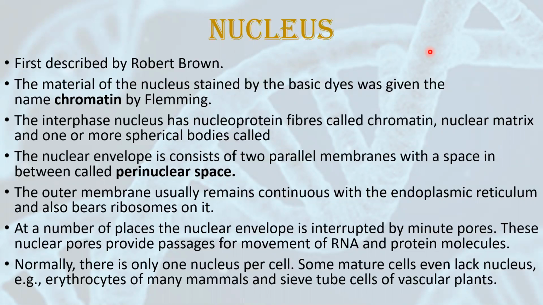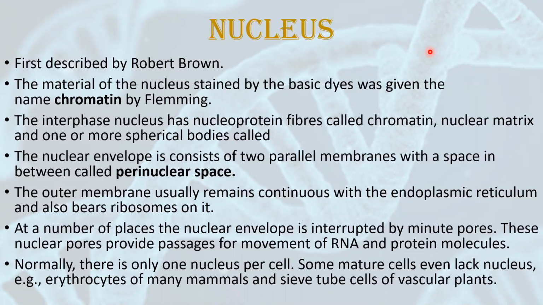What Fleming did, he studied the cell in a microscope with the help of some basic stains. When he gave these basic stains to the cell, he found that inside the nucleus something colored was visible. That means something was visible which had taken up the dye. So he named it chromatin. The interphase nucleus has nucleoprotein fibers which are called chromatin. This chromatin material is present in the form of fibers, very thin thread-like structures.